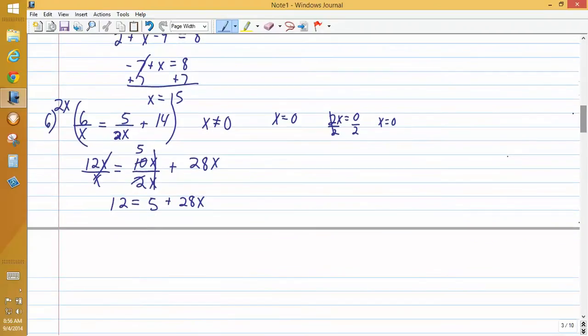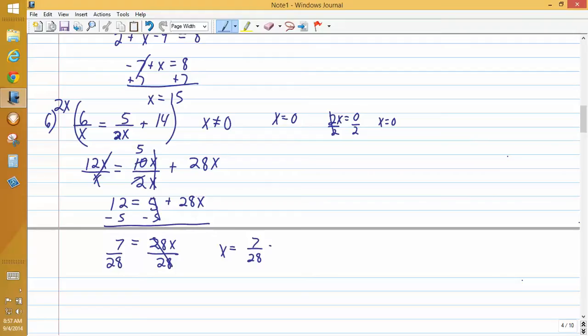Alright, now get x by itself. So I need to move this 5 over. It's going to leave me with 7. I have 7 equals 28x. Divide both sides by 28. And so I have x equals 7 over 28, which will reduce to 1/4. So x is equal to 1/4, and x cannot be equal to 0.